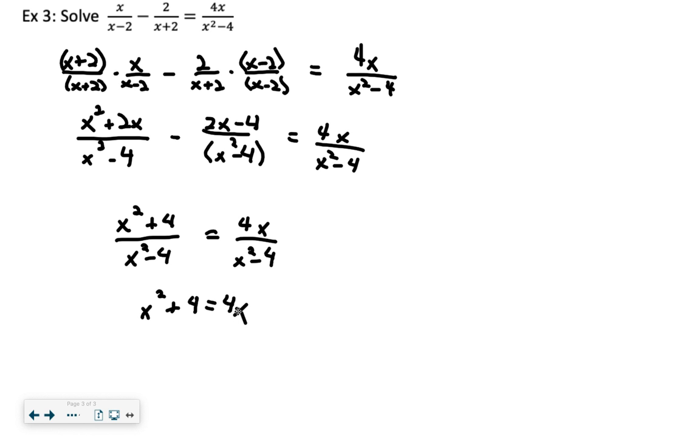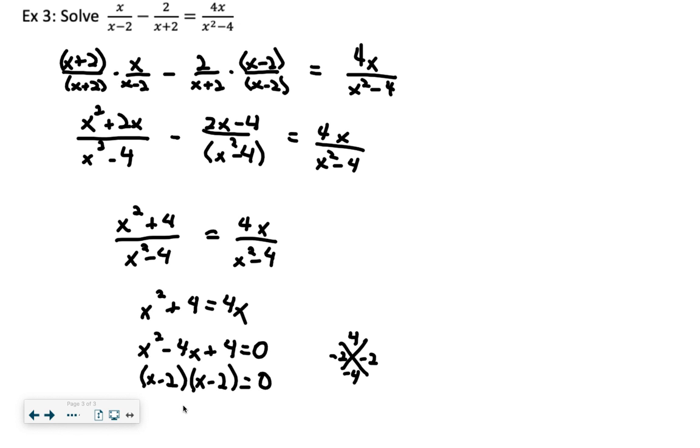Then we've got another quadratic to solve. Subtract the 4x over. We'll have x squared minus 4x plus 4 equals 0. And certainly try to factor. So two numbers that multiply to +4 that add to -4. I think -2 and -2 would do that. So we'll have x minus 2 times x minus 2. So the only solution, since these are the same, would be x equals 2.